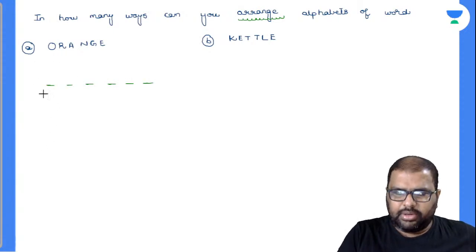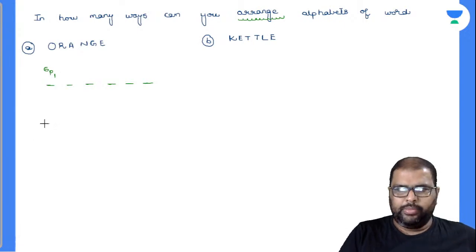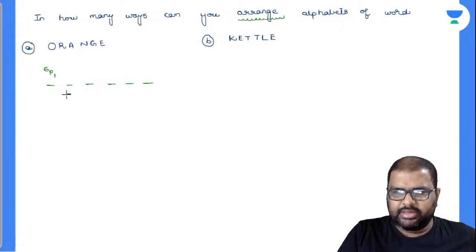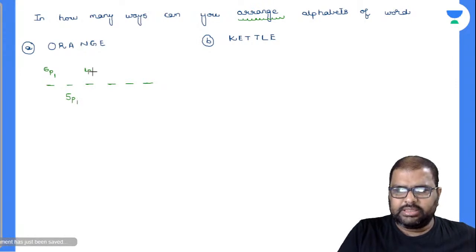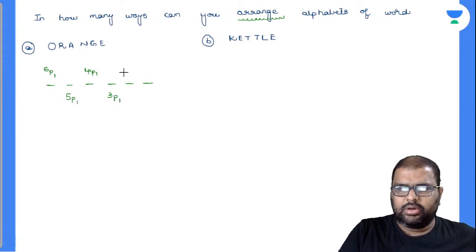So in the first block, out of the 6 alphabets, any one alphabet can be arranged here. 6P1. So how many alphabets are remaining? 5 alphabets. So this is 5P1 here. Now here 4 alphabets are remaining. 4P1, 3P1, 2P1, 1P1.